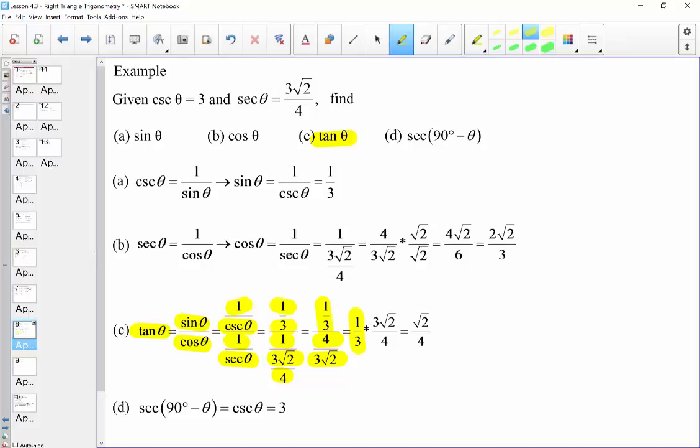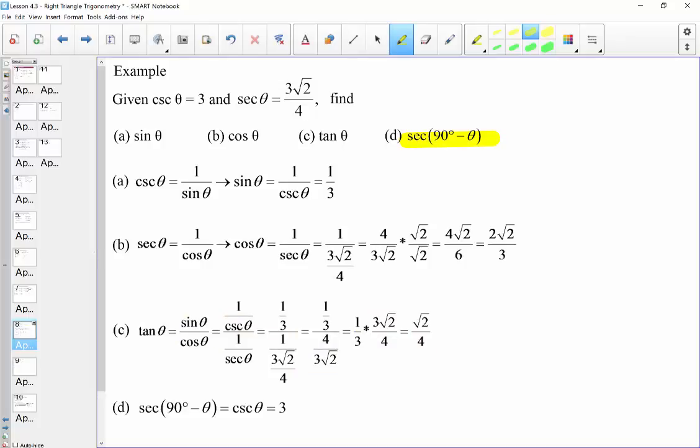So the numerator 1/3 times the inverse of the denominator, 3 times the square root of 2 over 4. The 3's cancel, and we're left with the square root of 2 over 4. Finally, we have the secant of 90 degrees minus theta.